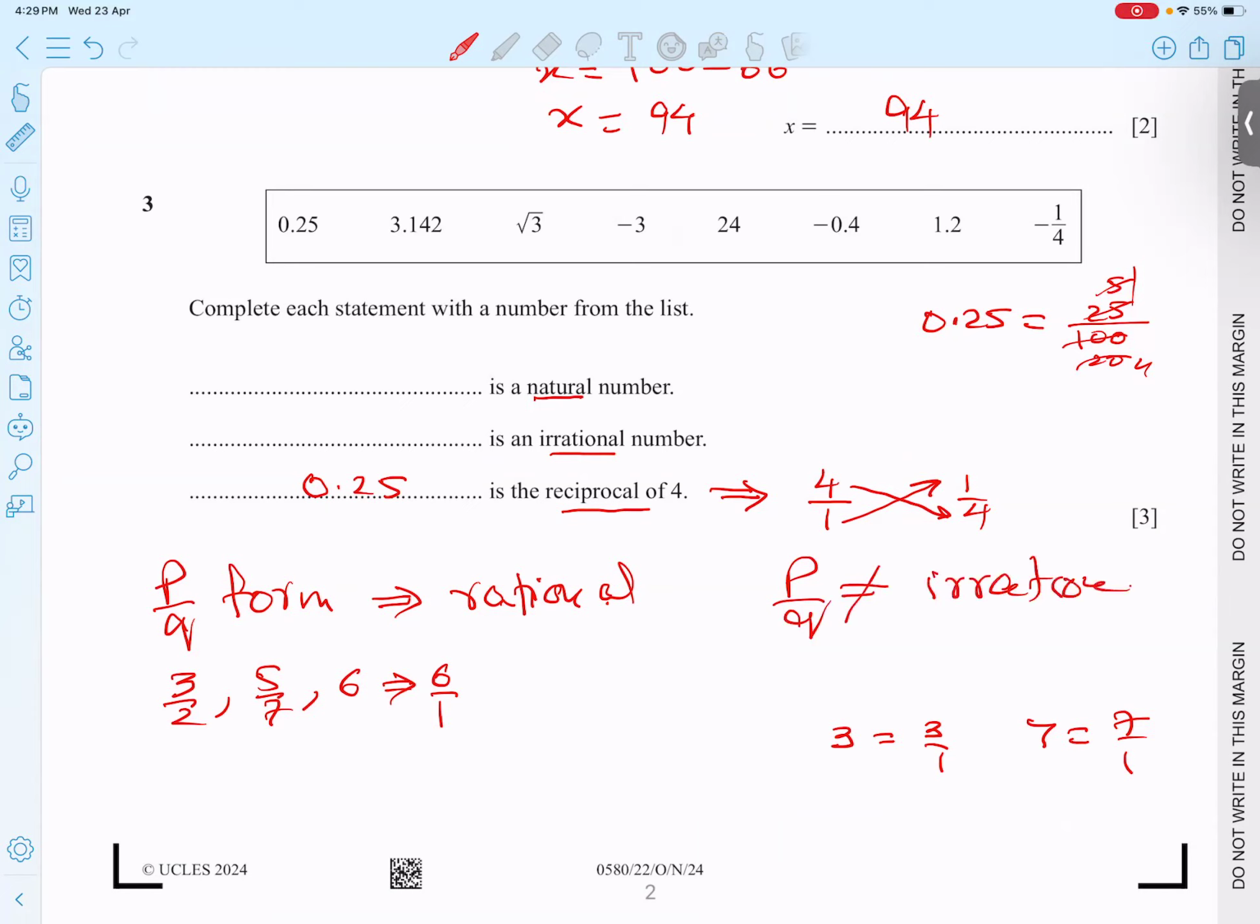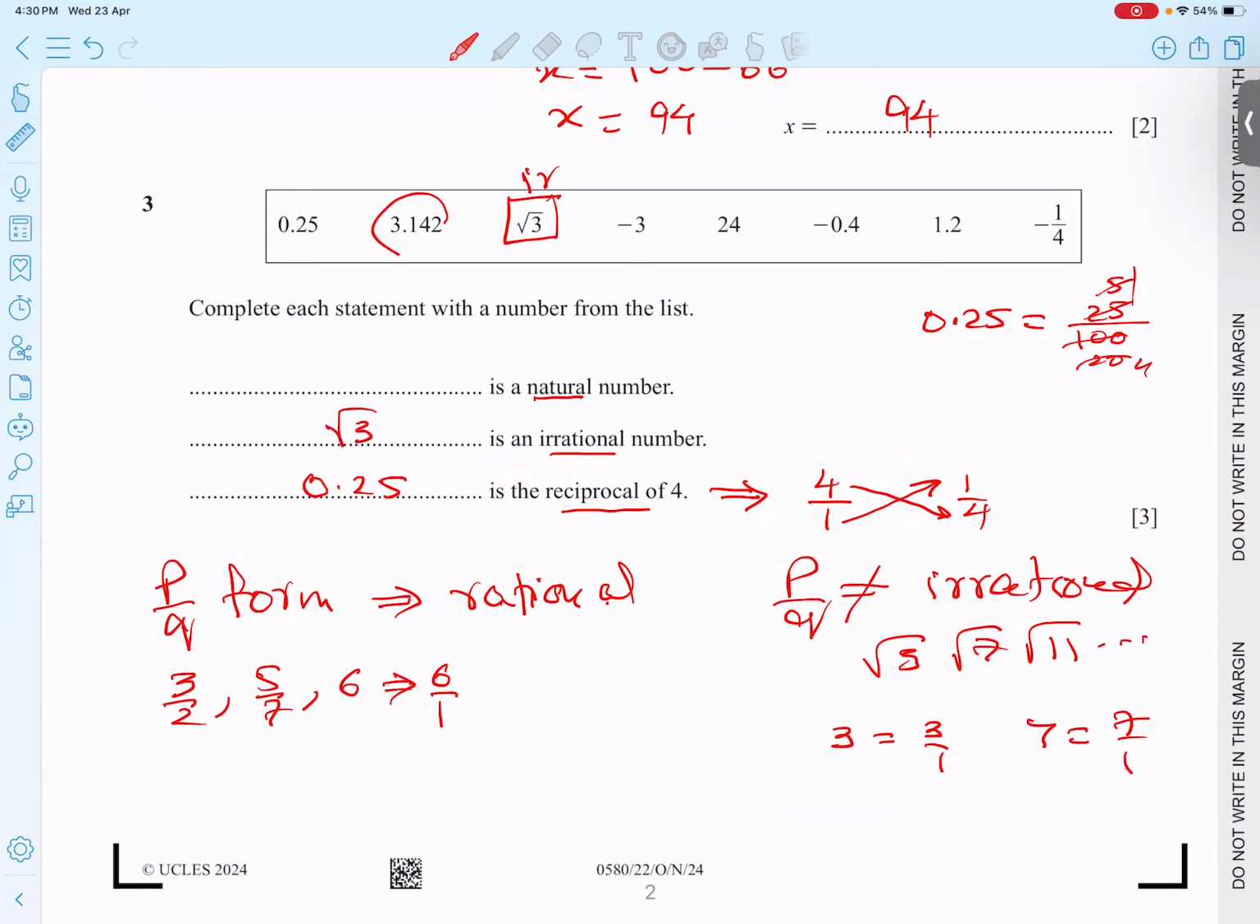Irrational numbers are basically √3, √7, √11. Don't say root 9, root 9 is 3. No, no, no, be careful. So now we check which are irrational numbers. I think we have only one irrational number here.